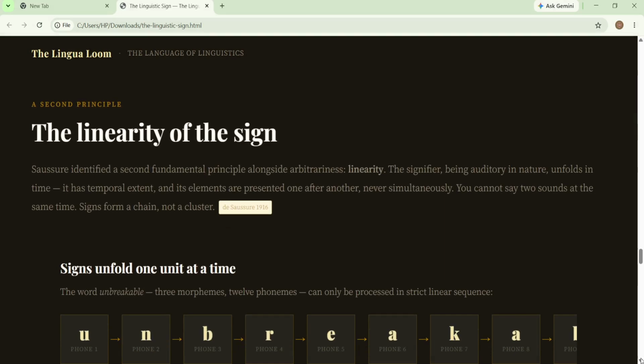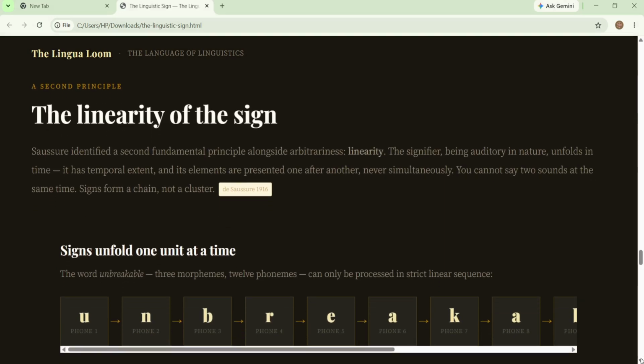So let's look at the linearity of the sign. Saussure identified a second fundamental principle alongside arbitrariness, which is linearity. The signifier, being auditory in nature, unfolds in time. It has temporal extent, and its elements are presented one after another, never simultaneously. You cannot say two sounds at the same time. You cannot say two words at the same time. Signs form a chain, not a cluster.